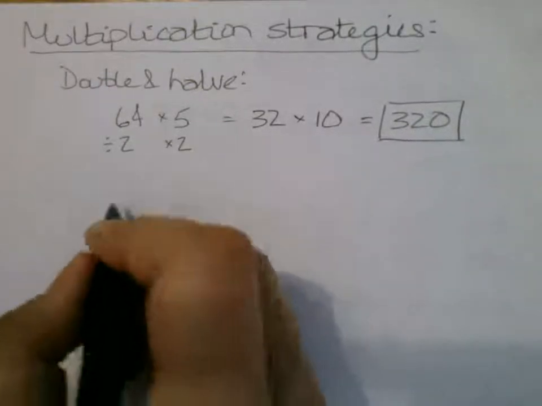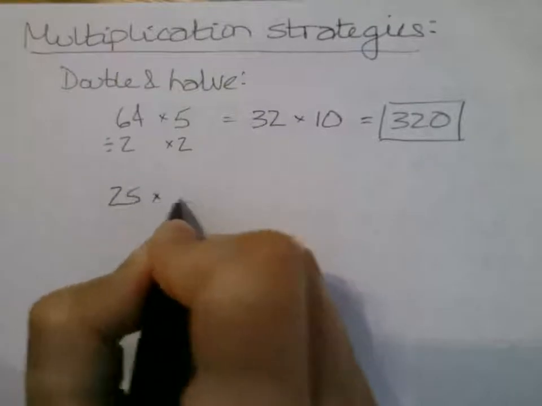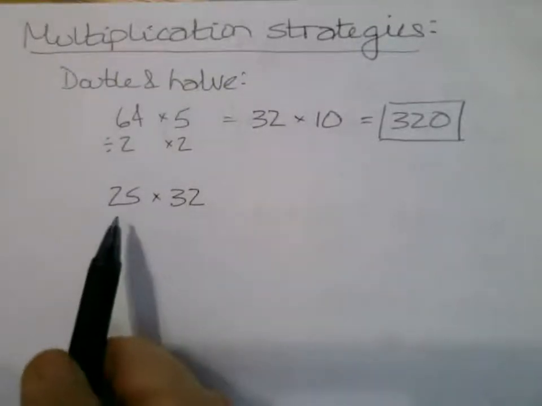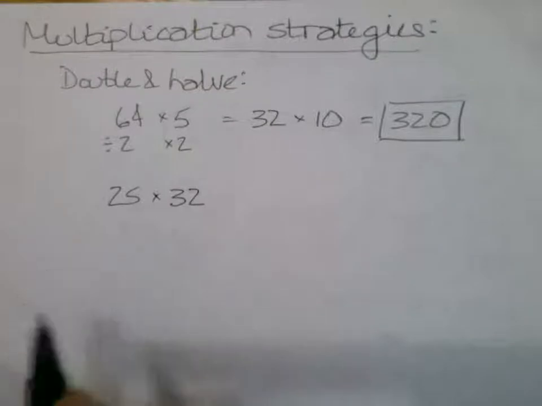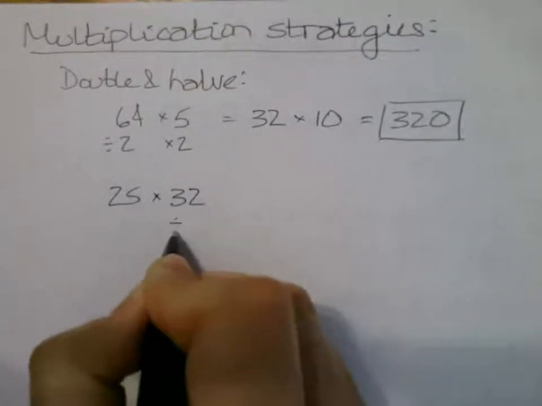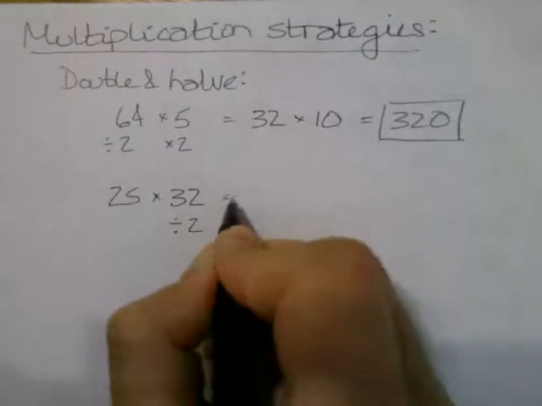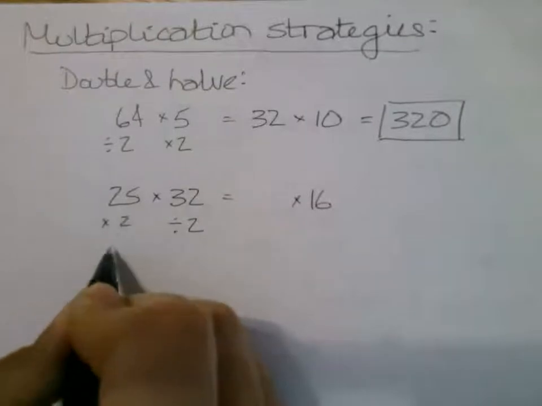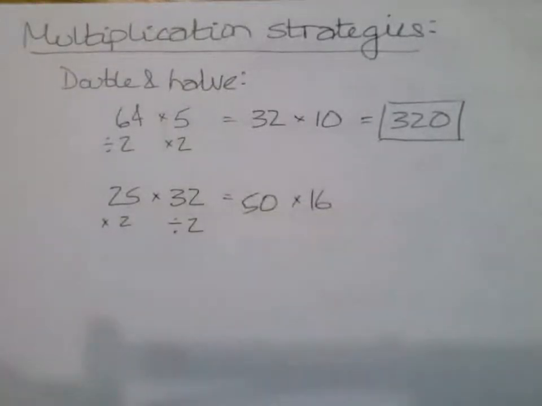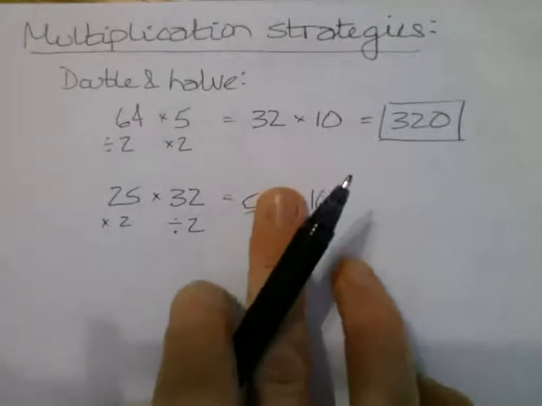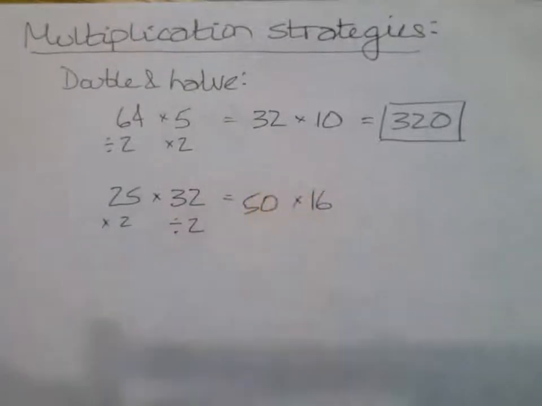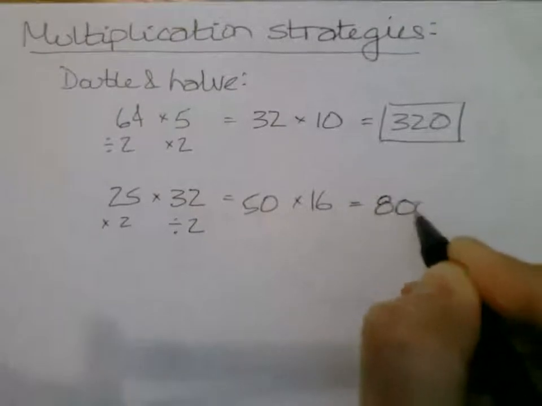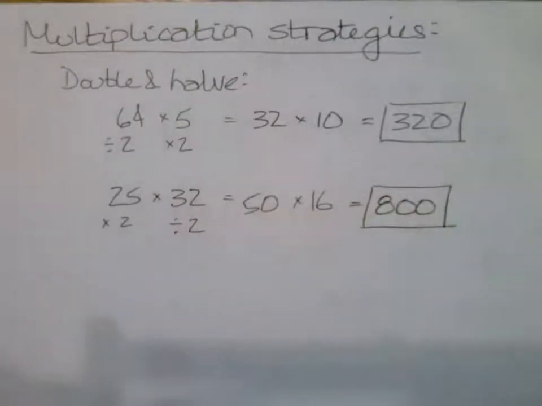Here's another example of that. What if I want to multiply 25 times 32? Well, 25 is odd. I certainly don't want to cut that in half. It would be a fraction. But what if I divide 32 in half? Then I'll have 16. And if I double 25, now I have 50. 50 times 16. Well, 5 times 16 is 80 with an extra 10. Total is 800. And that's probably faster than if I had tried to formally multiply 25 times 32.